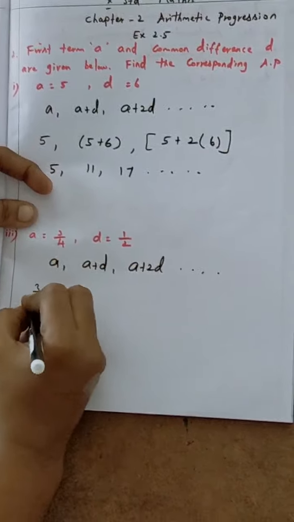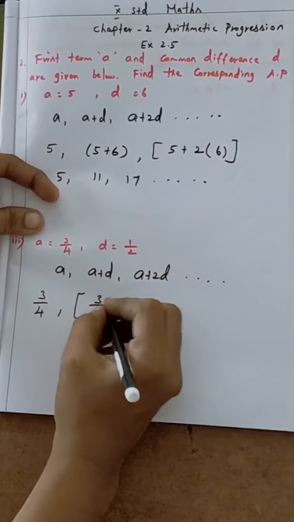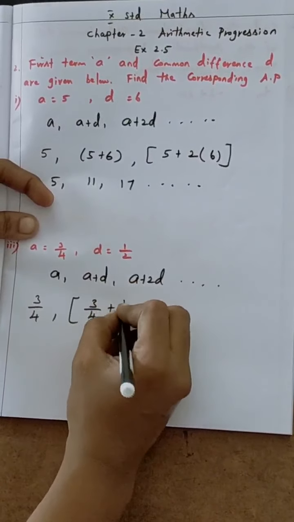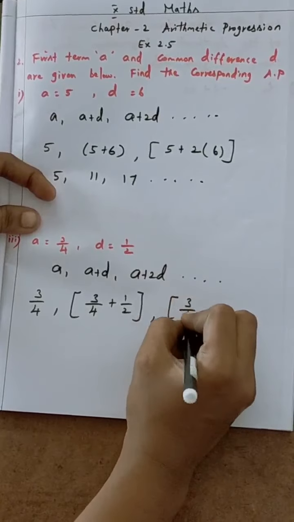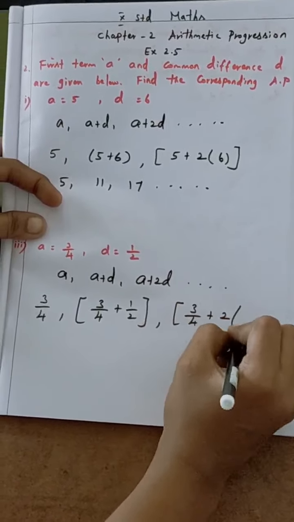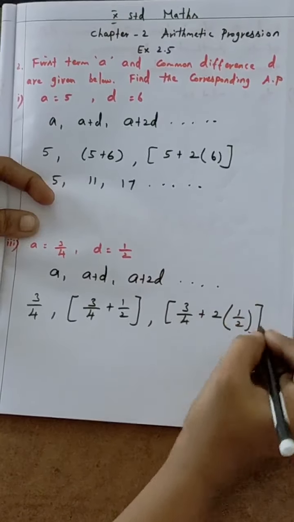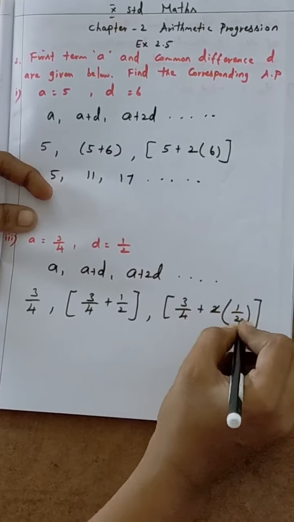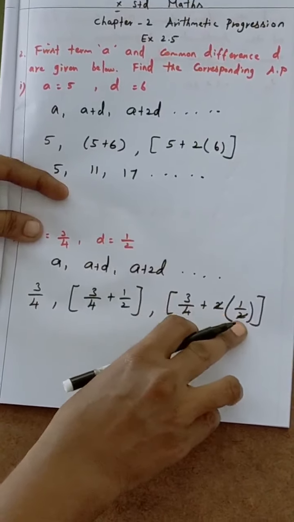So a equal to 3 by 4, comma, a plus d. Here only fraction terms. a plus d value is 1 by 2, comma, next one a value 3 by 4 plus 2 into, within the bracket, what is d, the common difference? It is 1 by 2. Okay, the numerator and denominator terms directly cancel. Where a multiplication symbol is given, it is directly cancelled by the terms.